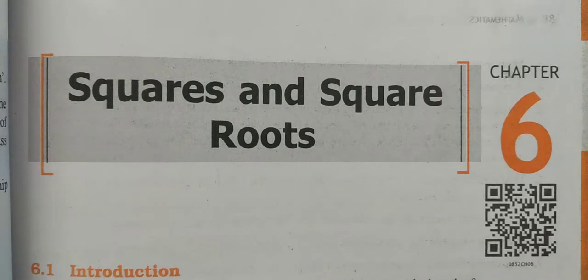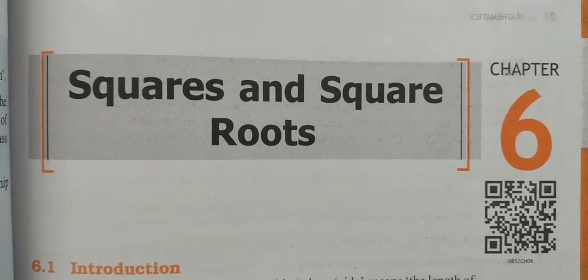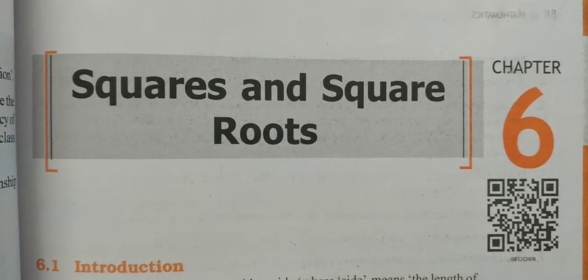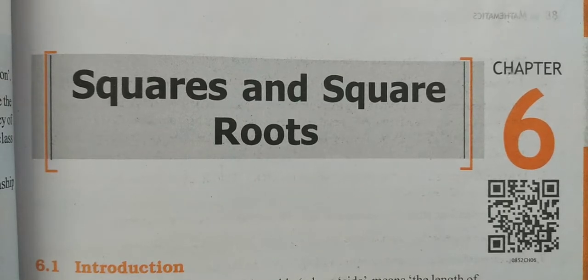Hi friends, today I have come with chapter number 6 in maths, and the name of the chapter is squares and square roots. So what is square? Square means when you multiply a number with itself twice, that is called squaring of that number. Okay, and square root is exactly the reverse of it.